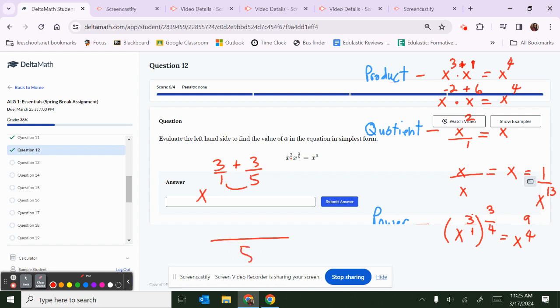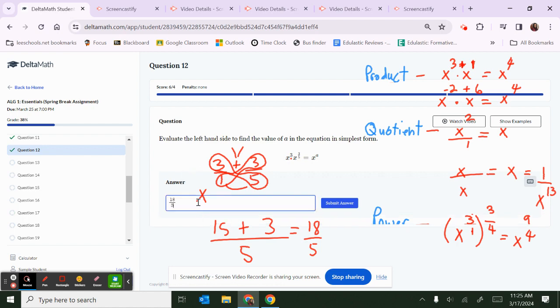We get 5, cross multiply this way first. You get 15. Cross multiply this way second. You get 3. And what are you doing? You're adding, all right? I love the butterfly method, all right? 15 plus 3 is 18 over 5. And can I simplify that anymore? No, I cannot, all right? So my answer is 18 over 5.